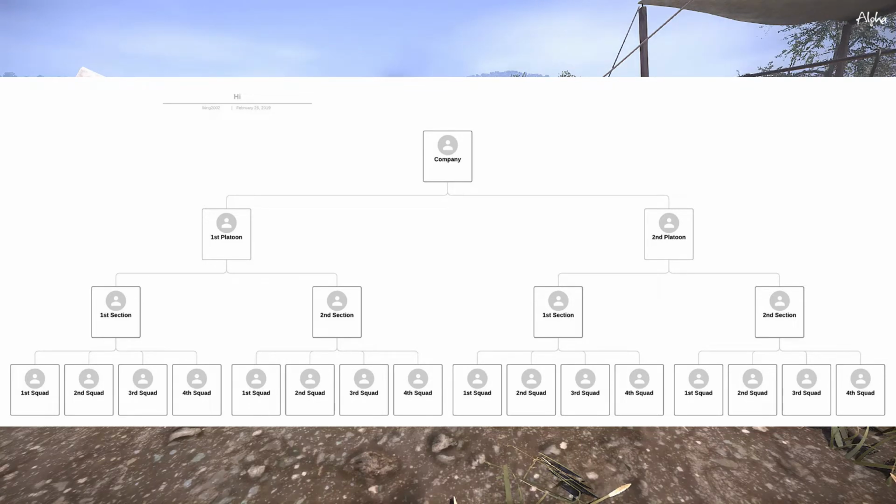Out of those 2 platoons, each platoon is split into 2 sections of 25 men apiece. So you have a platoon of 50 men, which is subdivided into 2 sections of 25 men apiece. Each section is led by a sergeant. So each 25-man section is led by a sergeant.